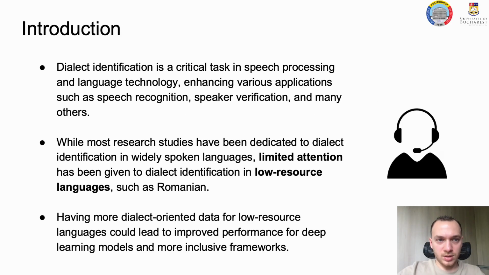Dialect identification is a crucial task in speech processing and language technology, enhancing various applications such as speech recognition, speaker verification, and many others. While most research studies have been dedicated to dialect identification in widely spoken languages, limited attention has been given to dialect identification in low-resource languages such as Romanian. Having more dialect-oriented data for low-resource languages could lead to improved performance for deep learning models and more inclusive frameworks.